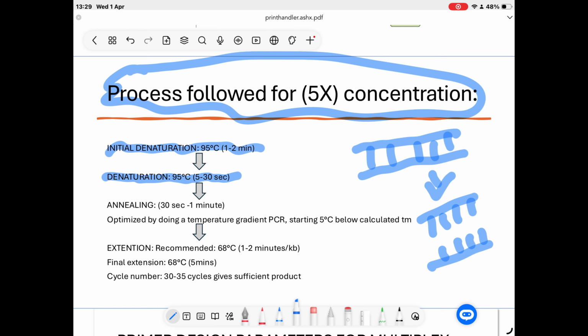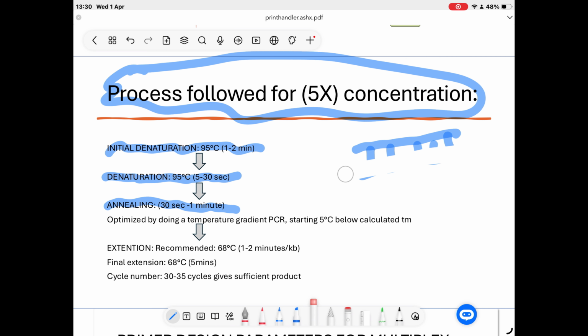Then we hit the annealing phase, lasting 30 seconds to 1 minute. The text explicitly notes this is optimized by doing a temperature gradient PCR, starting 5 degrees Celsius below the calculated Tm.